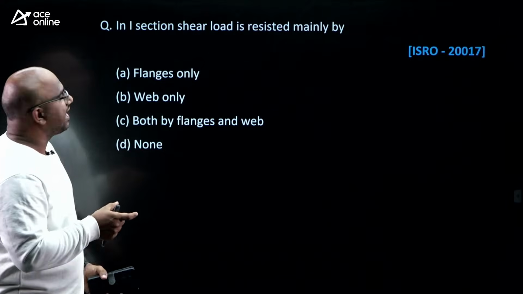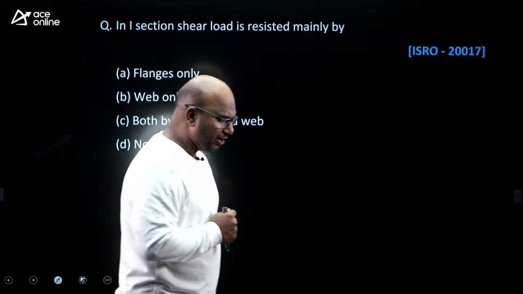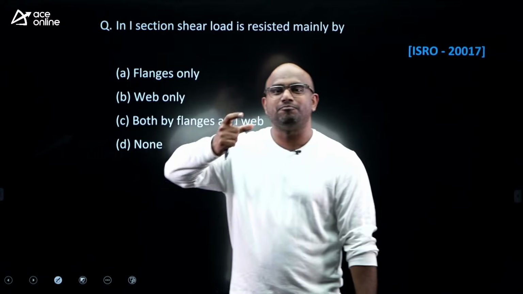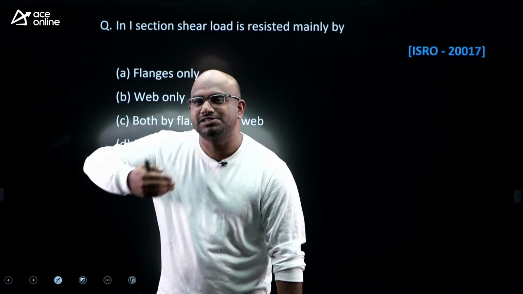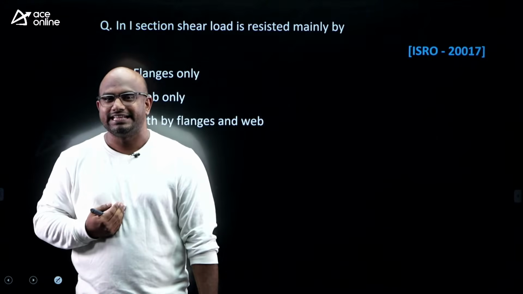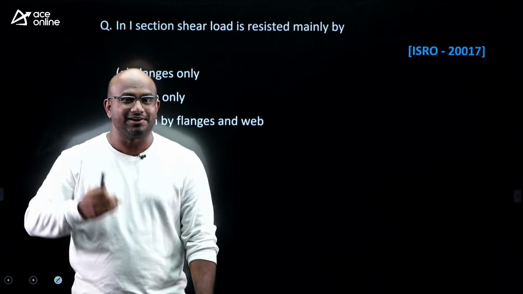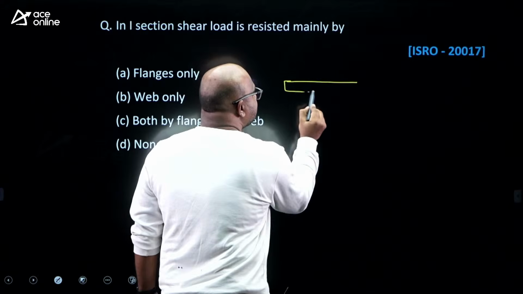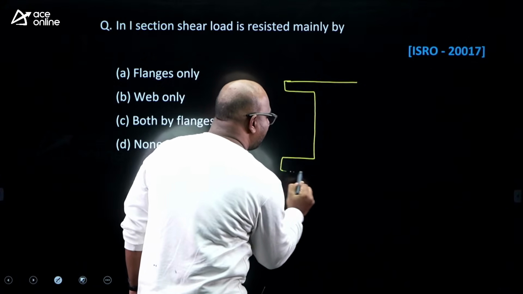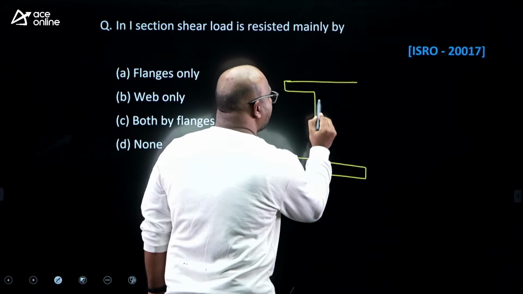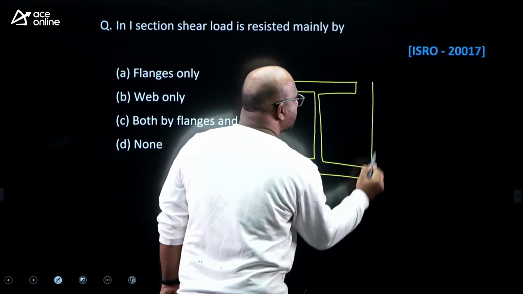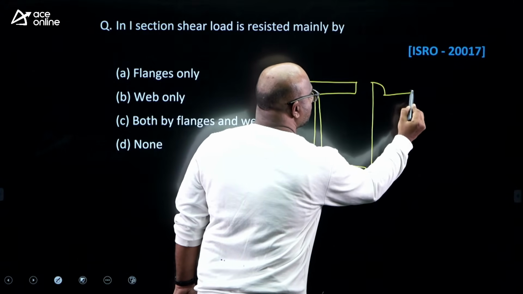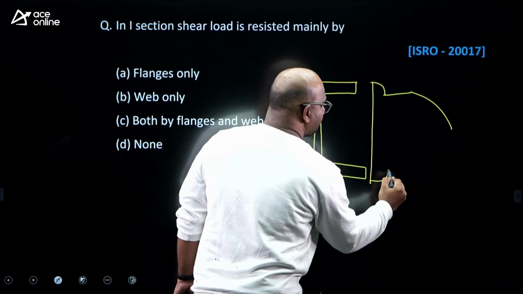Sorry sir, the web carries most of the shear load. Who carries most of the bending load? It is the flanges that carry most of the bending load. Why? Because if you check a typical I cross section, how is the shear stress variation?